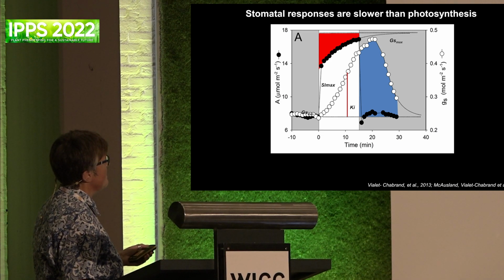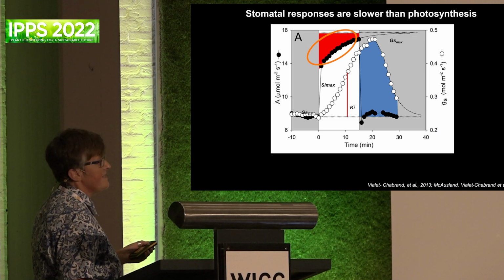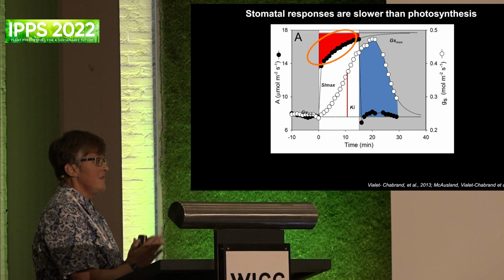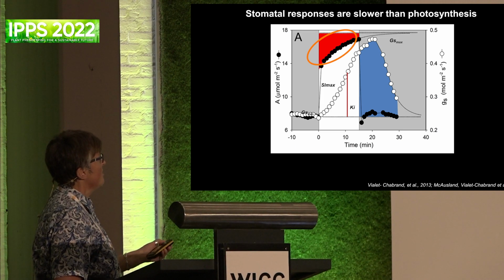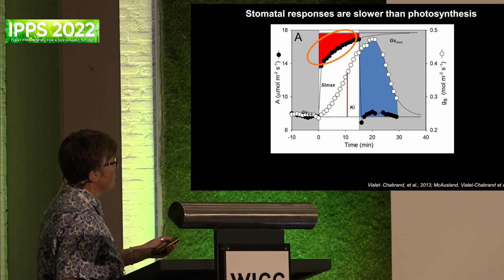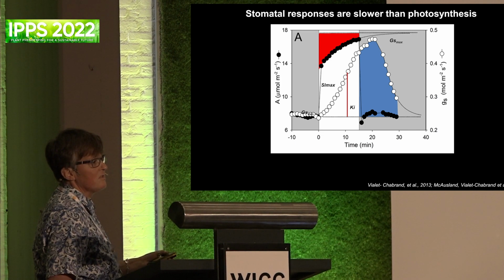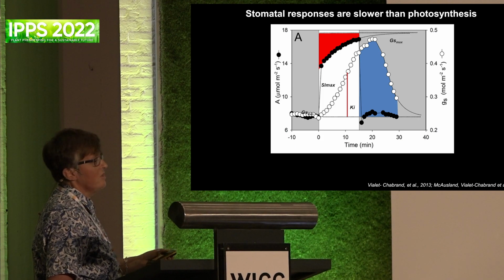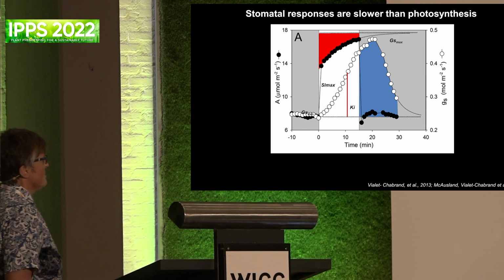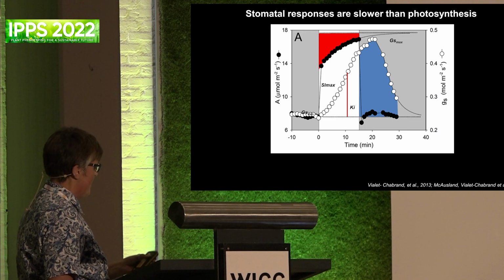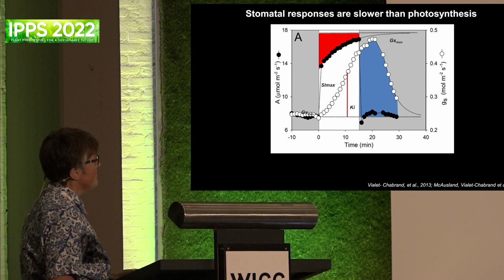This shaded area in red represents carbon that could have been gained if we'd had speedier stomata. If they'd responded really quickly, we could have gained more carbon in this area. The area in blue represents unnecessary water loss for no carbon gain. If the stomata had shut straight away, this water could have been saved. We've been examining this for a number of years now, on a number of different species.